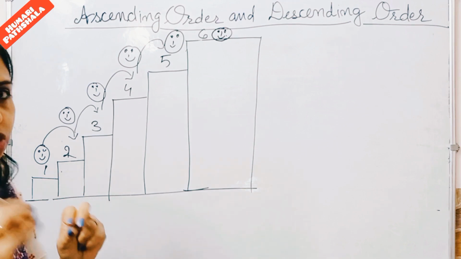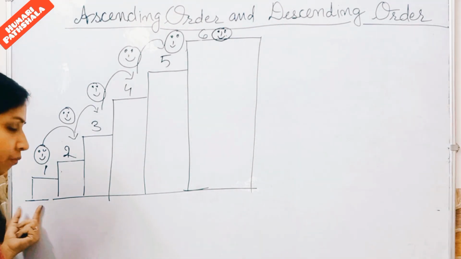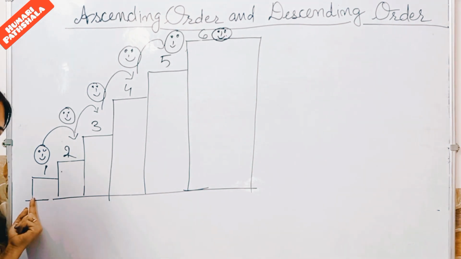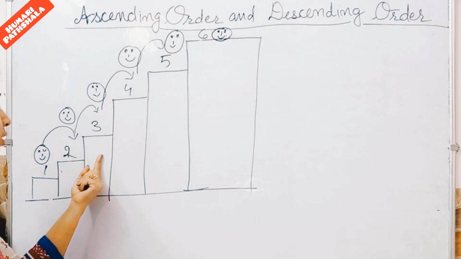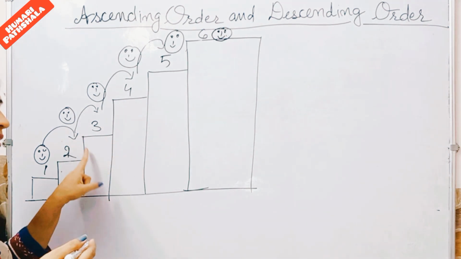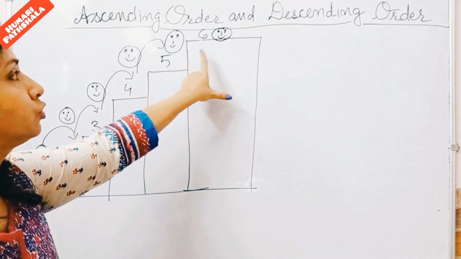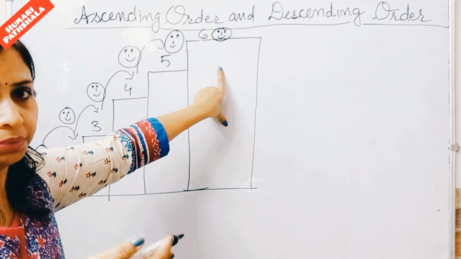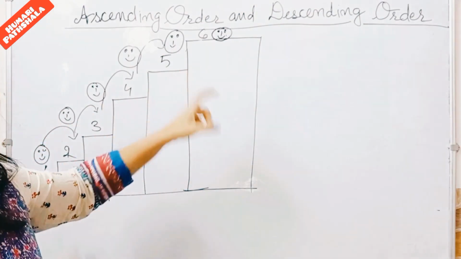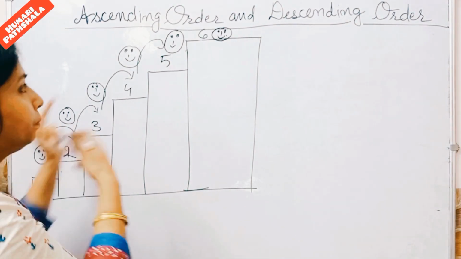So you have to first choose the smallest number in the given numbers. Then choose the number which is bigger than this number. Then again choose the number which is bigger than that number. Then we have to choose the highest, biggest, or greatest number. So this is the arrangement of ascending order. We are arranging the numbers in increasing order, smaller to bigger, smallest to biggest.